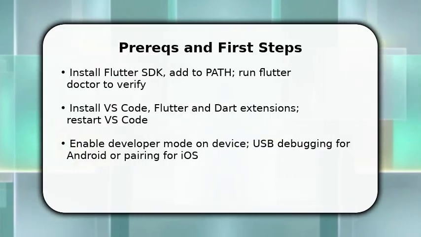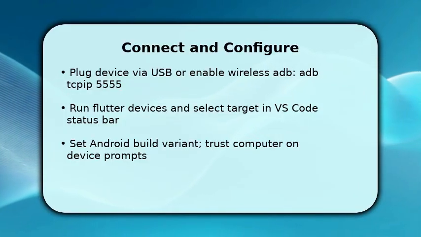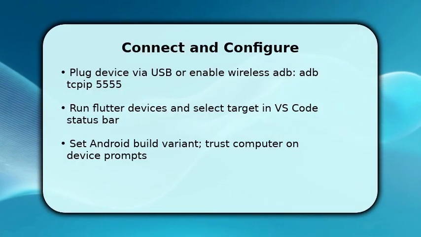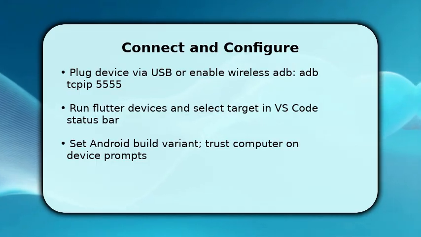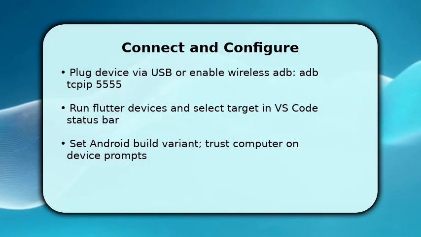Once the device is ready, connect and configure the environment. Plug the device into USB and accept trust prompts on the screen. Alternatively, enable wireless ADB with adb tcpip 5555 and connect via adb connect IP. Run flutter devices to confirm the device ID and then pick that target in the VS Code status bar.